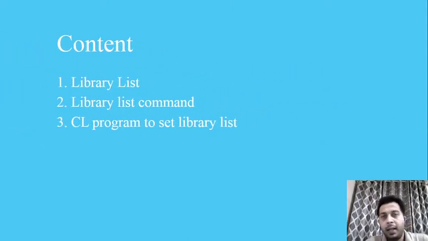Basically, environment setup is related to when you call any program. There must be a background in which library that program is. If the library list where the program exists is not set, then the program will not be called. So in this session, we are going to discuss the library list, the library list commands, and the CL program to set the library list. Let's see what they are.